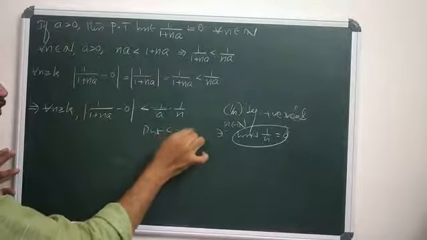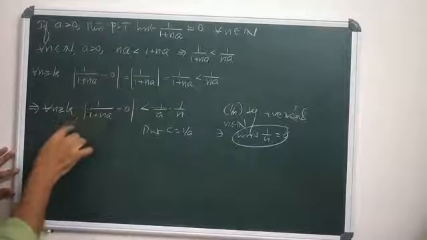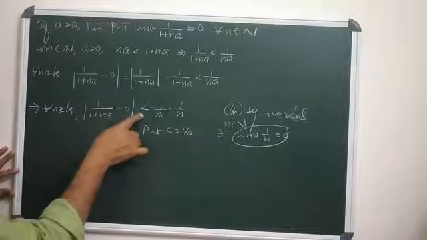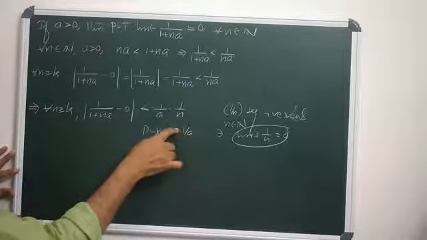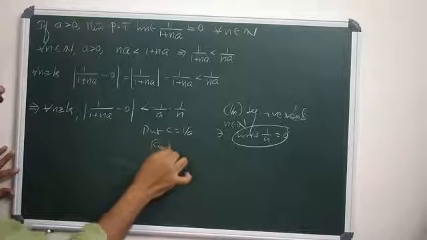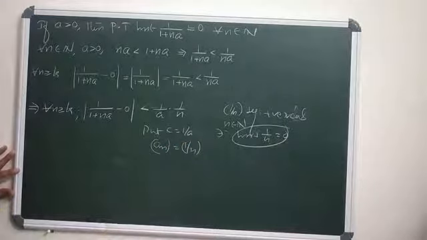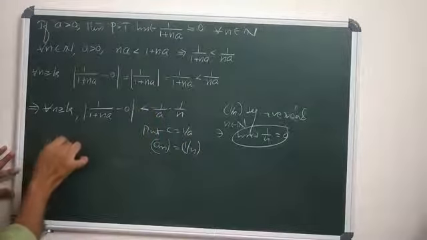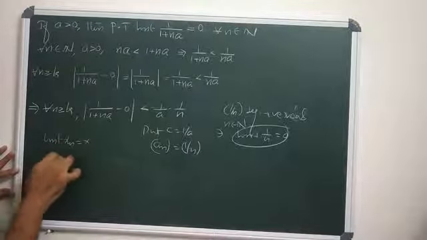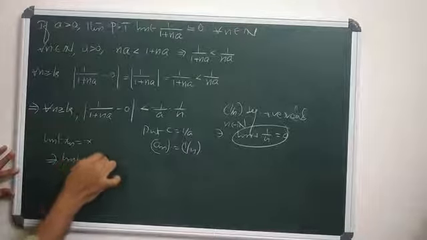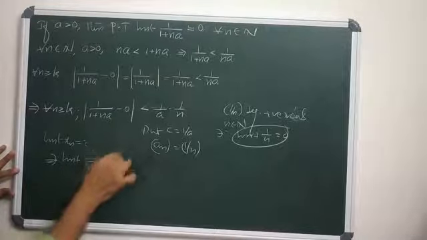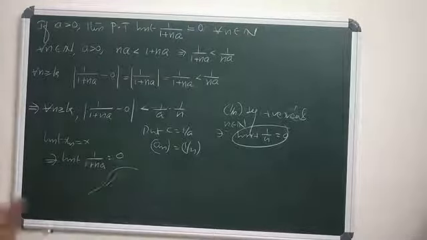Therefore, by using that argument, put c equals 1 by a. So for all n greater than or equal to k, the modulus of 1 by 1 plus na minus 0 is strictly less than c into an, and an equals 1 by n. So by that argument, the limit of xn equals x. That means instead of xn, here it is 1 by 1 plus na, and instead of x, here it is 0. Therefore, the limit of 1 by 1 plus na equals 0.